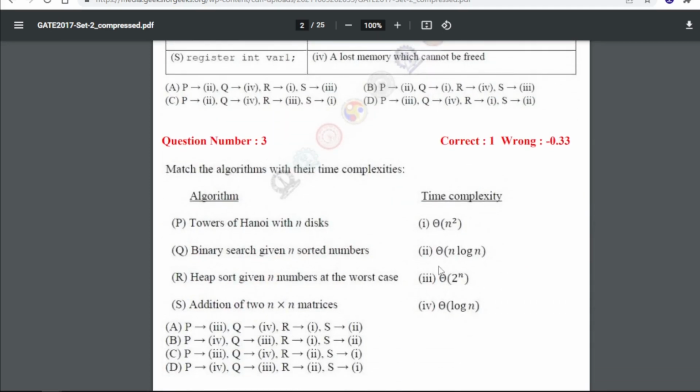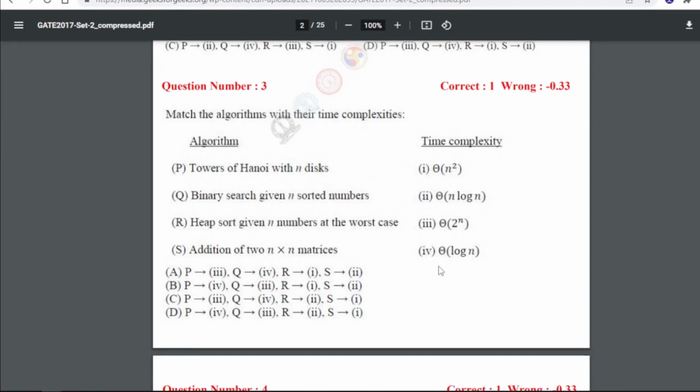Okay. Now third is match the following algorithm with their names complexity. Right, so here I hope you remember all the complexity, and if not then you might know how we can get that any time, right? So for 3 here our answer is basically C, that is Tower of Hanoi with n disks is order of 2 to the power n. Binary search given n sorted nodes, that is order of log n. Heap sort given n numbers at the worst case, that is order of n log n, and addition of two n into n matrices, that is order of n square. So again for 3 our answer is C.